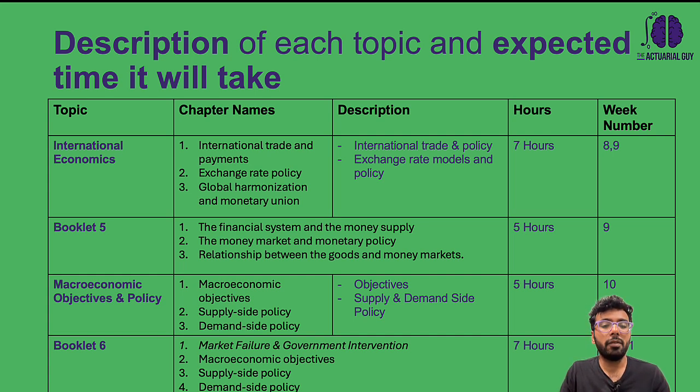And finally, your last unit is related to macroeconomic objectives and policy. So we talk about what are the broad objectives of macroeconomics and how do you achieve that through supply side and demand side policy. And there is a booklet based on this. That booklet also includes market failure and government intervention, which is a microeconomics chapter that we had studied earlier, right? So that concludes your syllabus, and the number of hours, if you will add them, you'll get about 98 hours. So this is how you cover it in 100 hours, and then you give some time to question practice, right?